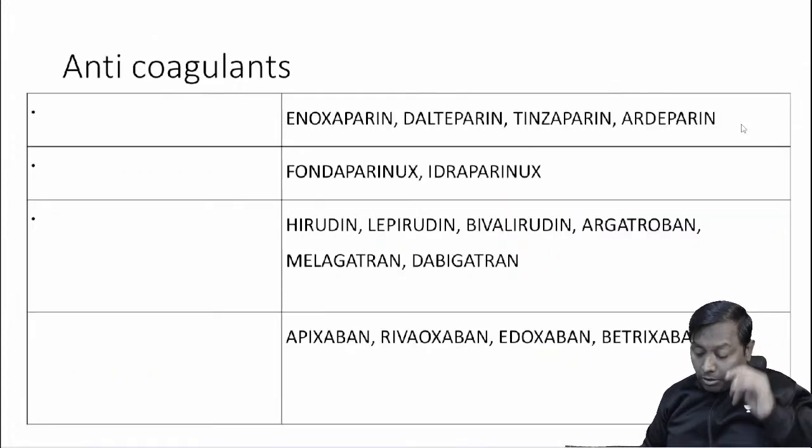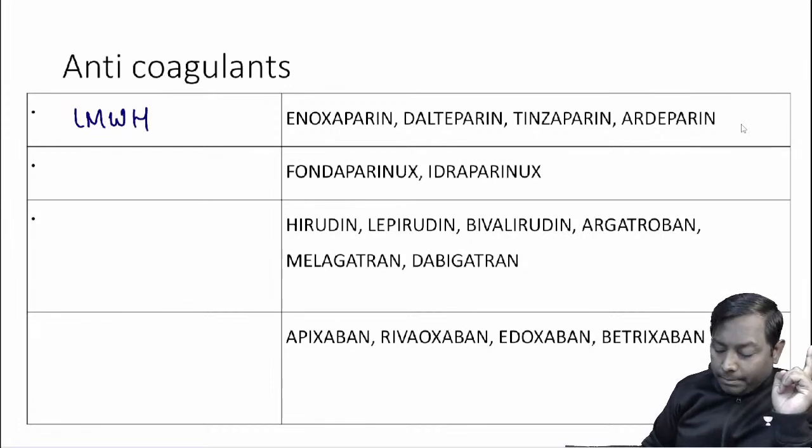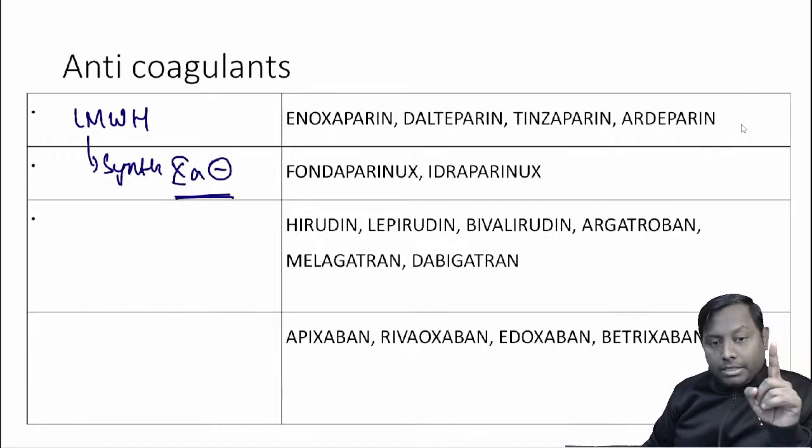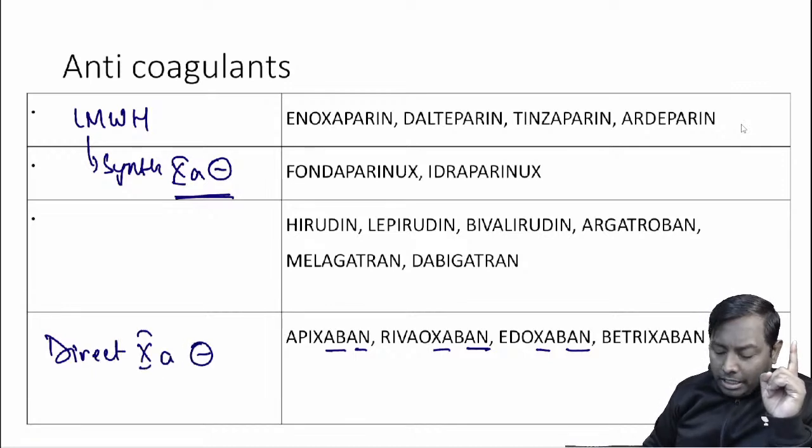Last slide, anticoagulants. Definite question. Enoxaparin is a low molecular weight heparin. Fondaparinux and idraparinux are also like low molecular weight heparin, but they are synthetic 10A inhibitors. They are also indirect. But apixaban and rivaroxaban, the drugs with 'ban' on 10A, are direct 10A inhibitors. Hirudin and lepirudin are direct 2A inhibitors, direct thrombin inhibitors.